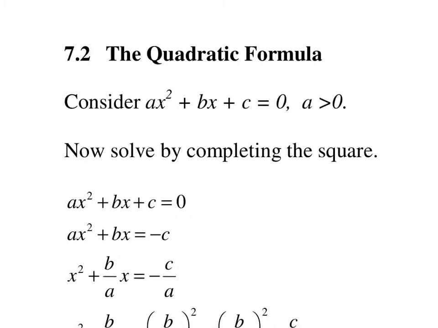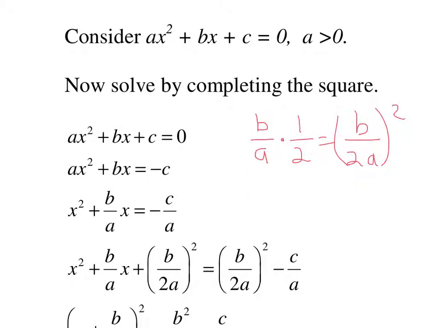We're ready to complete the square. In order to do that, we want to take our x numerical coefficient, which is b over a. We want to take half of that, which is b over 2a, and we want to square that. That's our magic number that we're going to add to both sides. Add the quantity b over 2a squared to both sides. We have now completed the square.